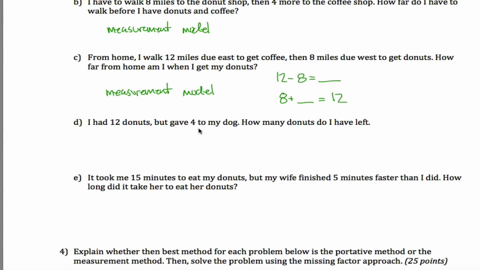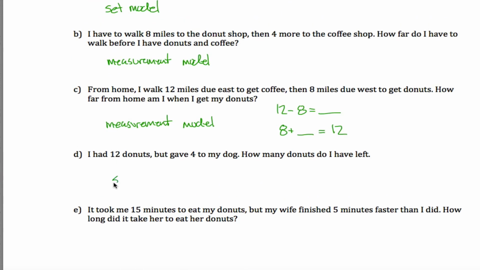I had 12 donuts, but gave 4 to my dog. How many donuts do I have left? This to me sounds like the set model, or the takeaway model, because you can model 12 donuts, and then you can take 4 of those and move them out of the way, or cross them out or something.